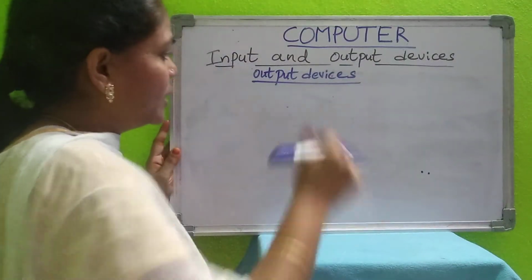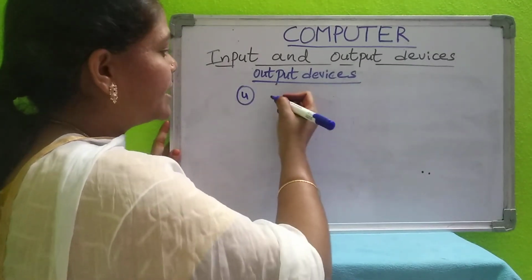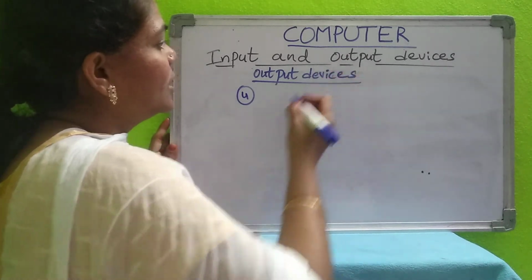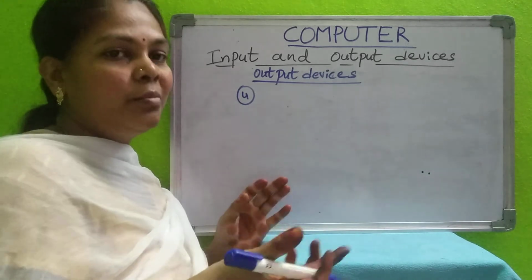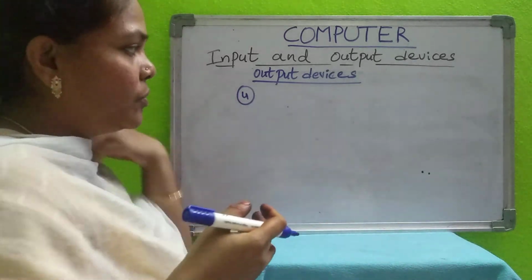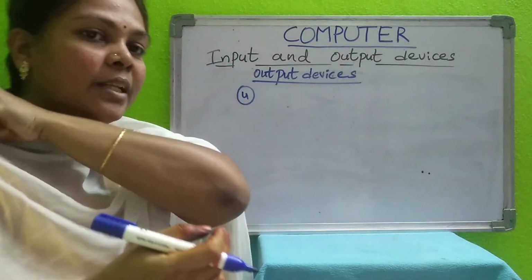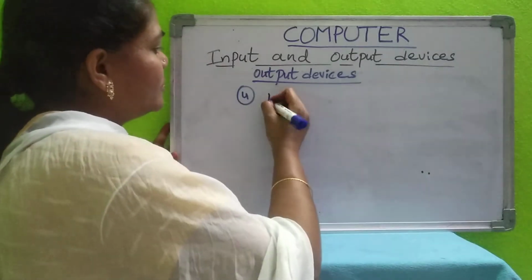Next, the fourth one is the headset, which is also an output device. Using a headset, only you can hear. Using speakers, many members can hear the volume, whatever you play. Okay, so the next one is the projector.